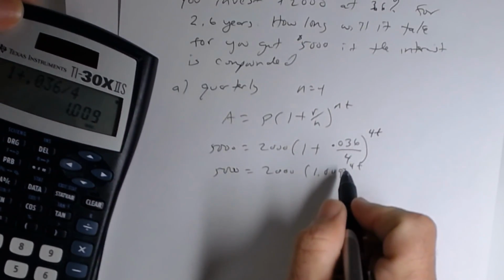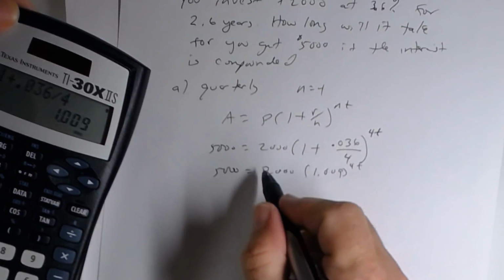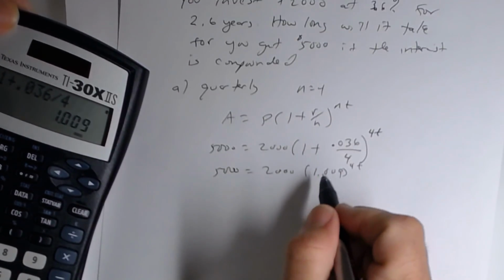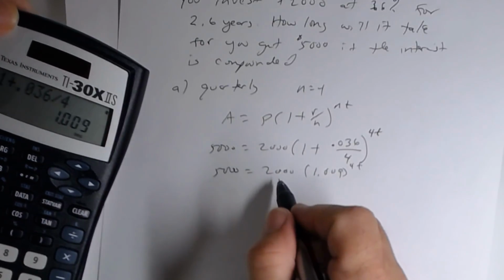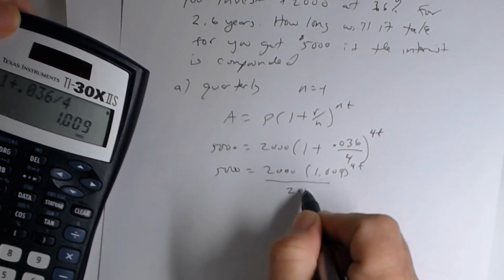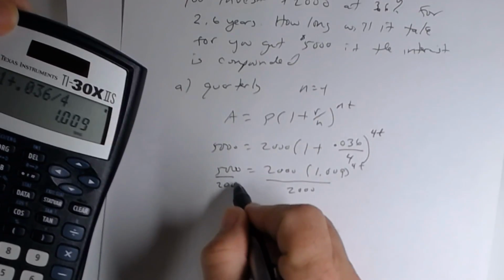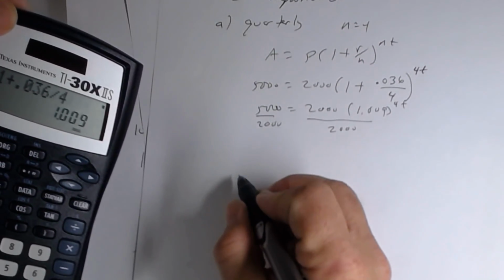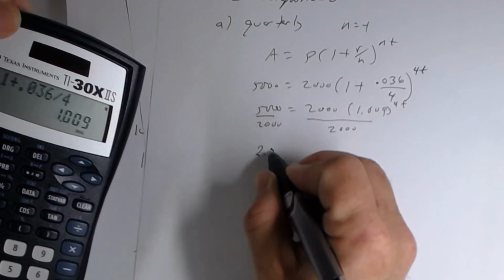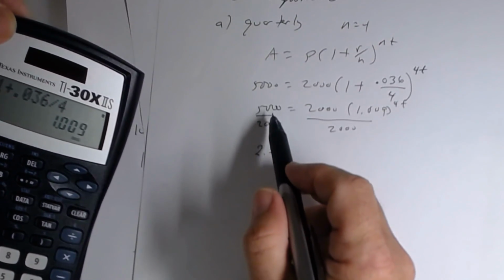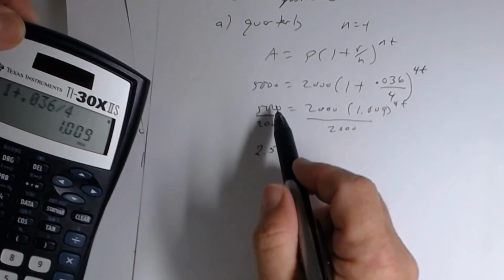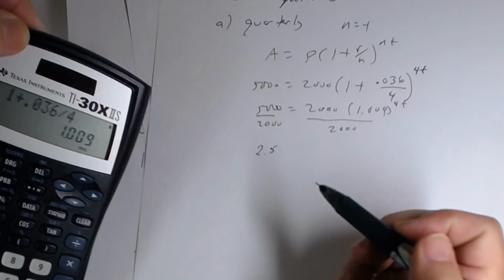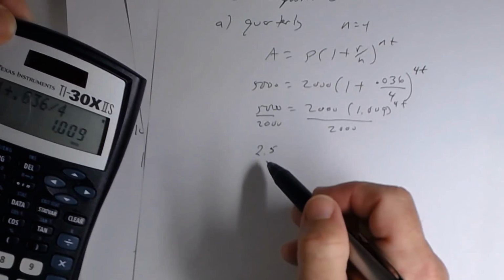Now, remember, the next thing you got to do is get rid of this coefficient. Right now I'm multiplying this 2,000 by this. I got to get this by itself. So what do I need to do? Divide by 2,000. What's 5,000 divided by 2,000? 5 over 2, or 2.5, because they're both divisible by 1,000. But you get 2.5, right?